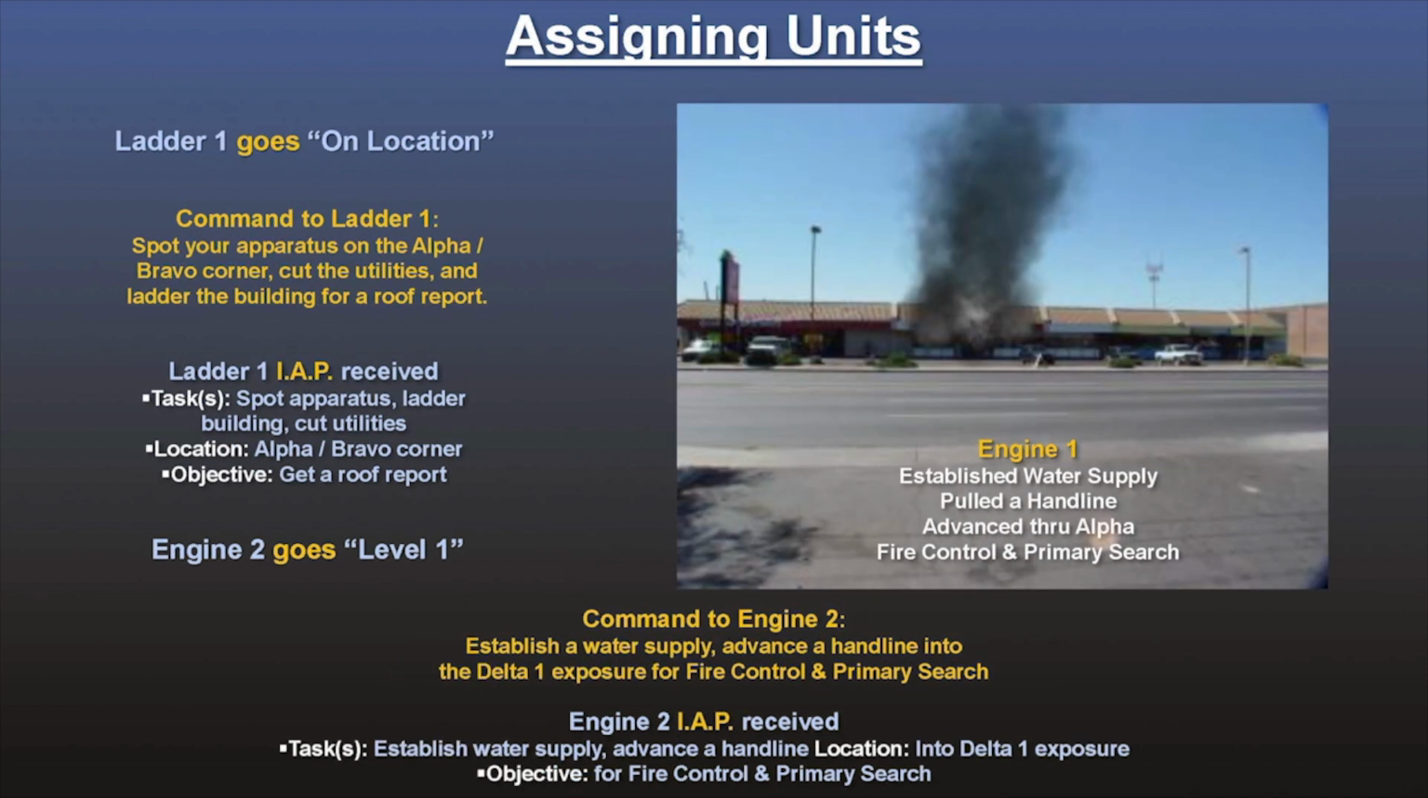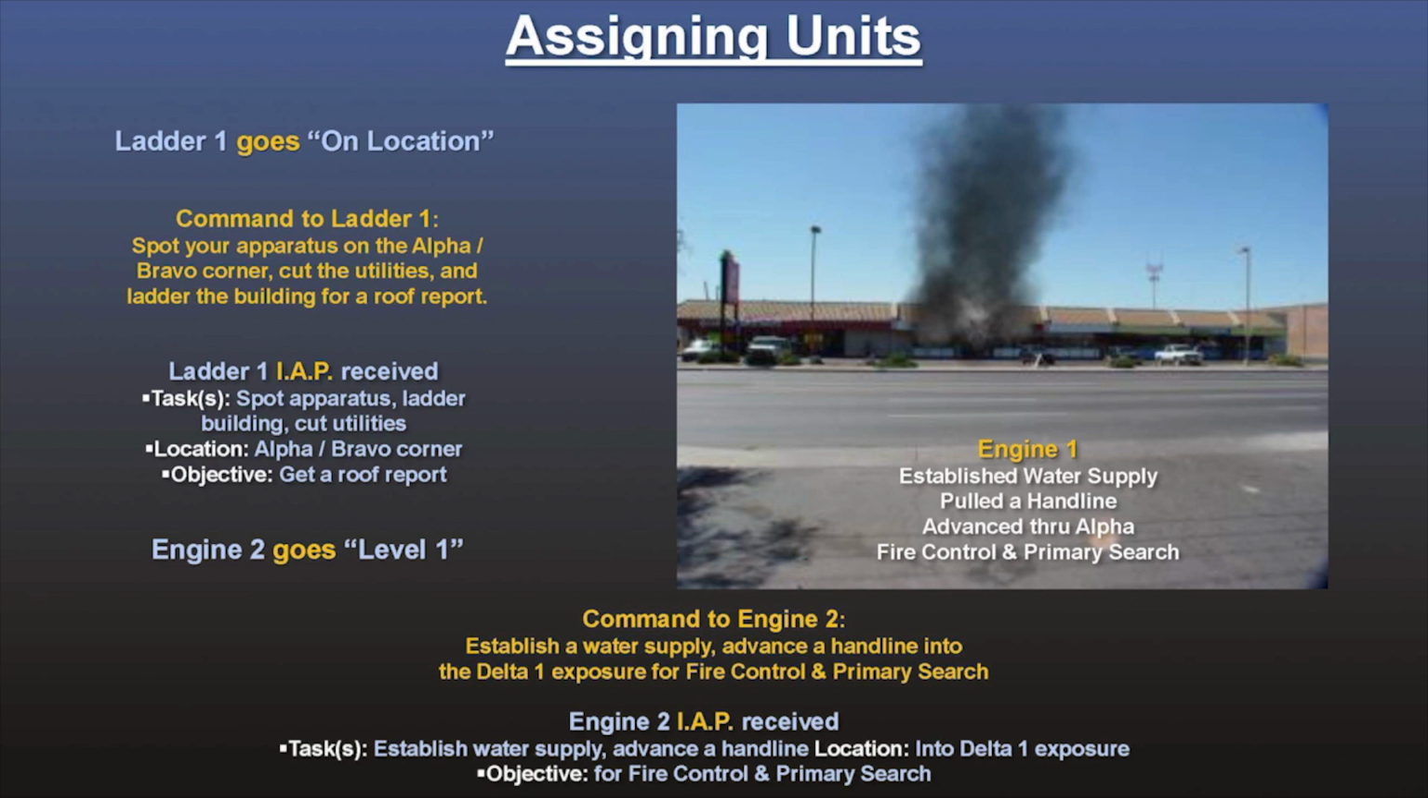Now we'll be assigning units to the strip center. Ladder 1 is on location. Command to Ladder 1, spot your apparatus on the Alpha Bravo corner, cut the utilities, ladder the building for a roof report. Ladder 1 receive, spot on the Alpha Bravo corner, cut the utilities, ladder the building for a roof report.